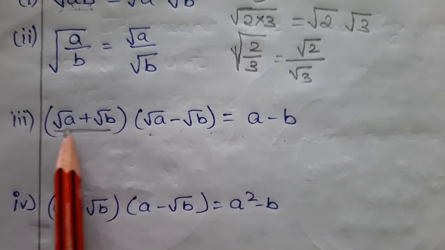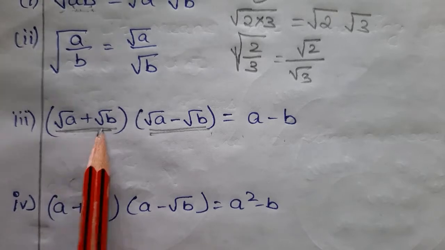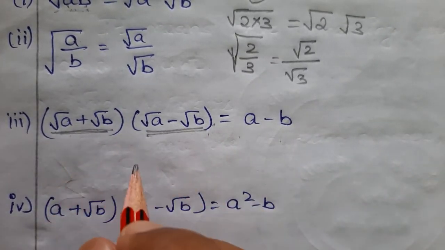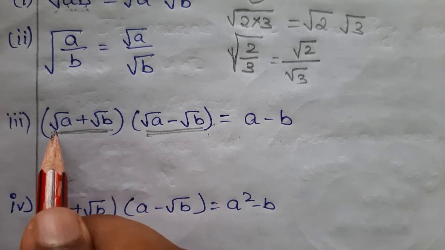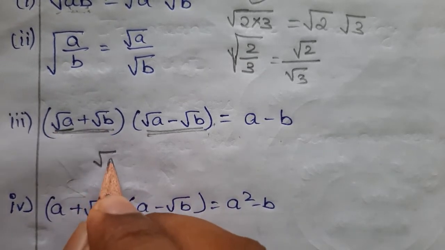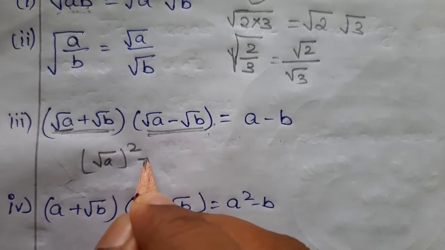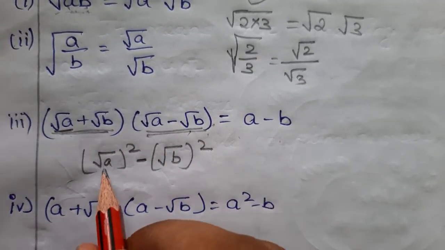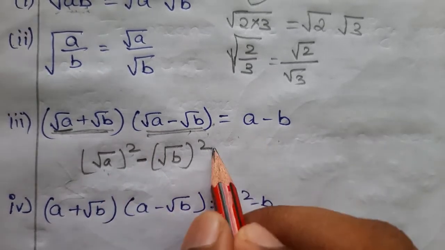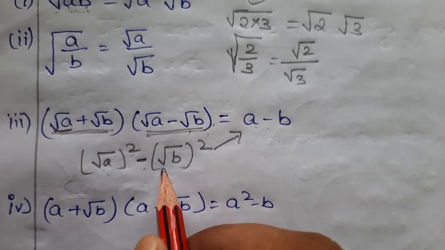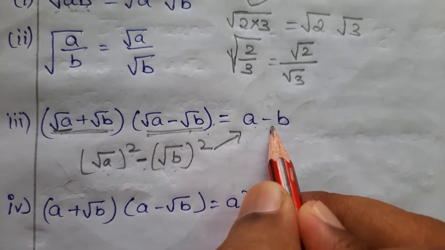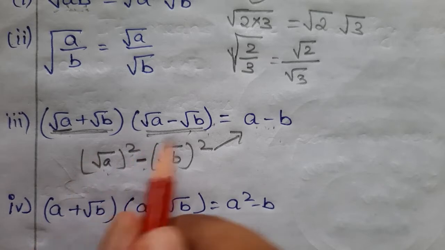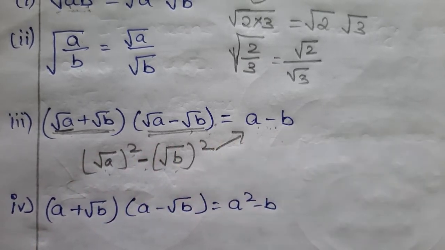It looks like the identities we have seen already. It's like a plus b into a minus b. What is a plus b into a minus b? A plus b into a minus b is a square minus b square. Here a is the square root of a, so square root of a the whole square minus square root of b the whole square. Square root of a the whole square is a. That's why the result is a here, minus square root of b the whole square, which is b. A minus b, right? It's closely related to the a plus b into a minus b identity, right?